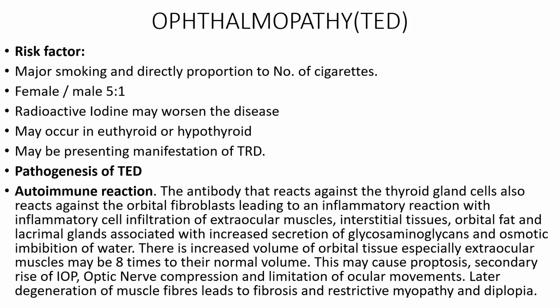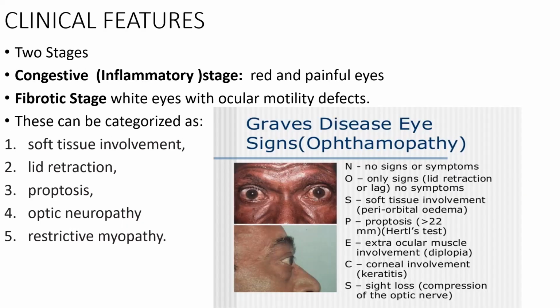There is increased volume of orbital tissue, especially the extraocular muscles. It may be 8 times larger than the normal volume. This may cause proptosis, secondary rise of intraocular pressure, optic nerve compression, and limitation of ocular movements. Later, degeneration of the muscle fibers leads to fibrosis, restrictive myopathy and diplopia.